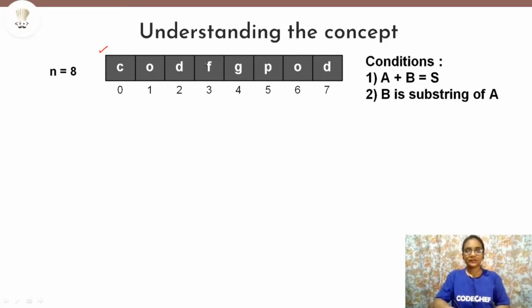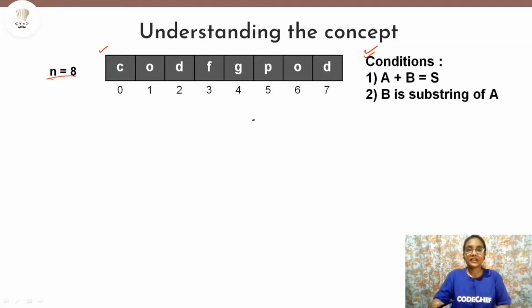This is a string CODFGPOD and it is of length 8, so n equals 8. And these are the conditions that I need to satisfy. That is, if I divide the string S into A and B, then that division has to be at such a point that part B is also present in A as it is. That means part B is a substring of A.